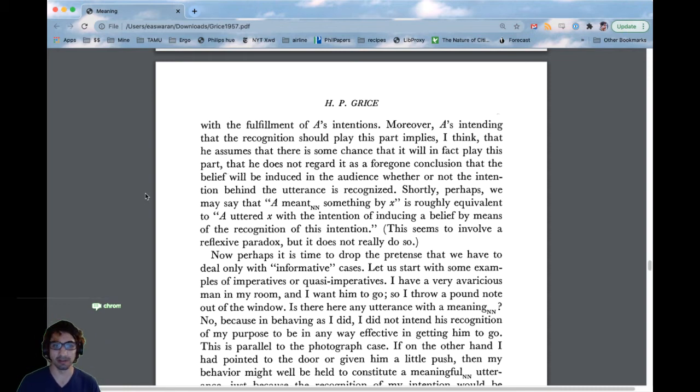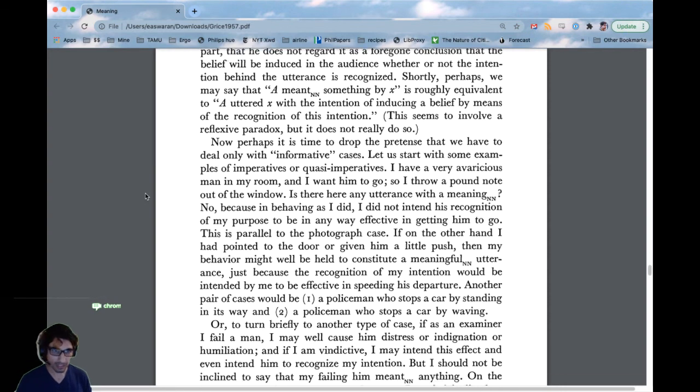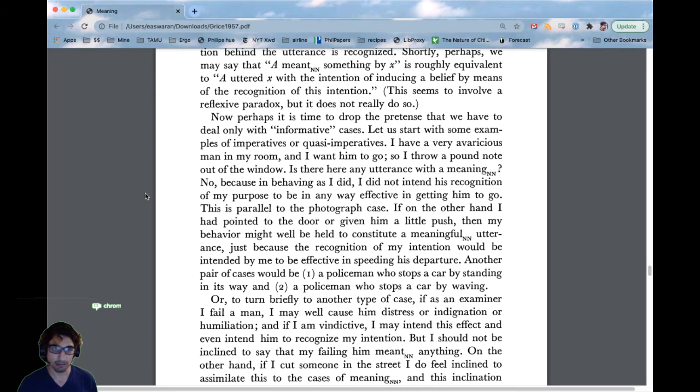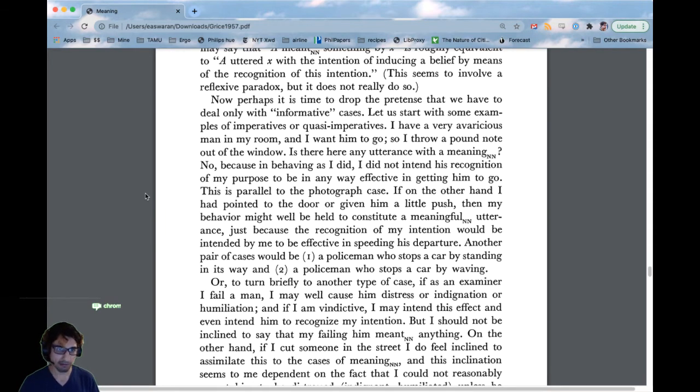So he says, now perhaps it's time to drop the pretense that we have to deal only with informative cases. Let us start with some examples of imperatives or quasi-imperatives. So he's going to say, now we can go beyond just the statements. I have a very avaricious man in my room, and I want him to go. So I throw a £1 note out the window.